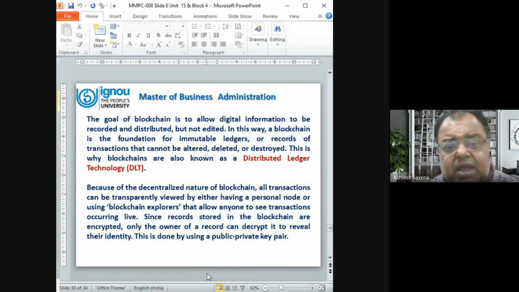In this way, a blockchain is the foundation of immutable ledgers or records of transactions that cannot be altered, deleted, or destroyed. This is why blockchains are known as distributed ledger technology (DLT). Because of the decentralized nature of blockchain, all transactions can be transparently viewed by either having a personal node or using a Blockchain Explorer that allows anyone to see the transactions occurring live.